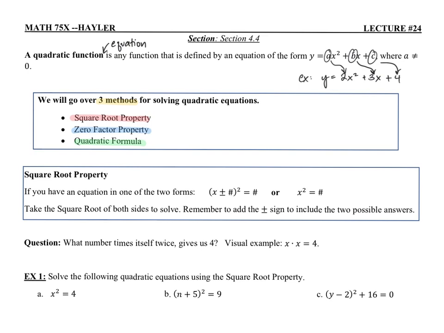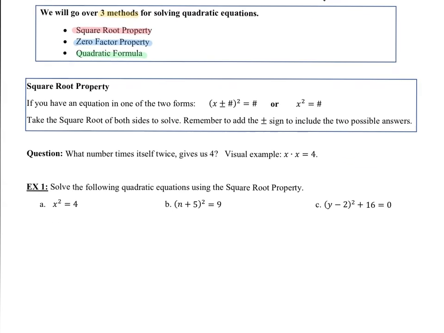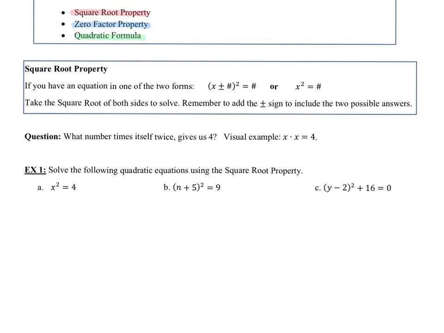So the square root property. If you have an equation in one of the two forms, so x plus or minus a number squared equal to another number, or x squared equal to just a number, you can use the square root property. What you do is you take the square root of both sides, and then you need to add a plus or minus to include the two possible answers. And I'll go over why we would add a plus or minus.